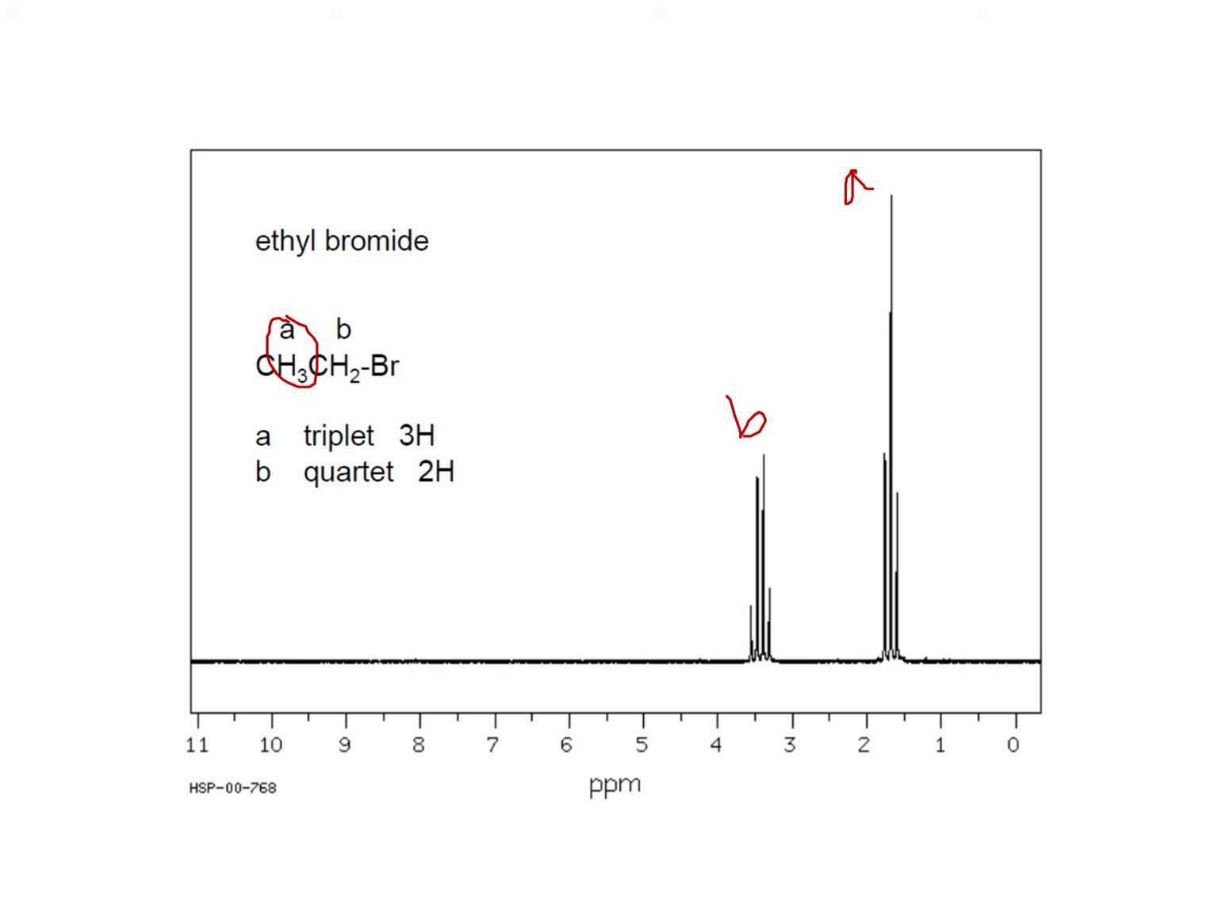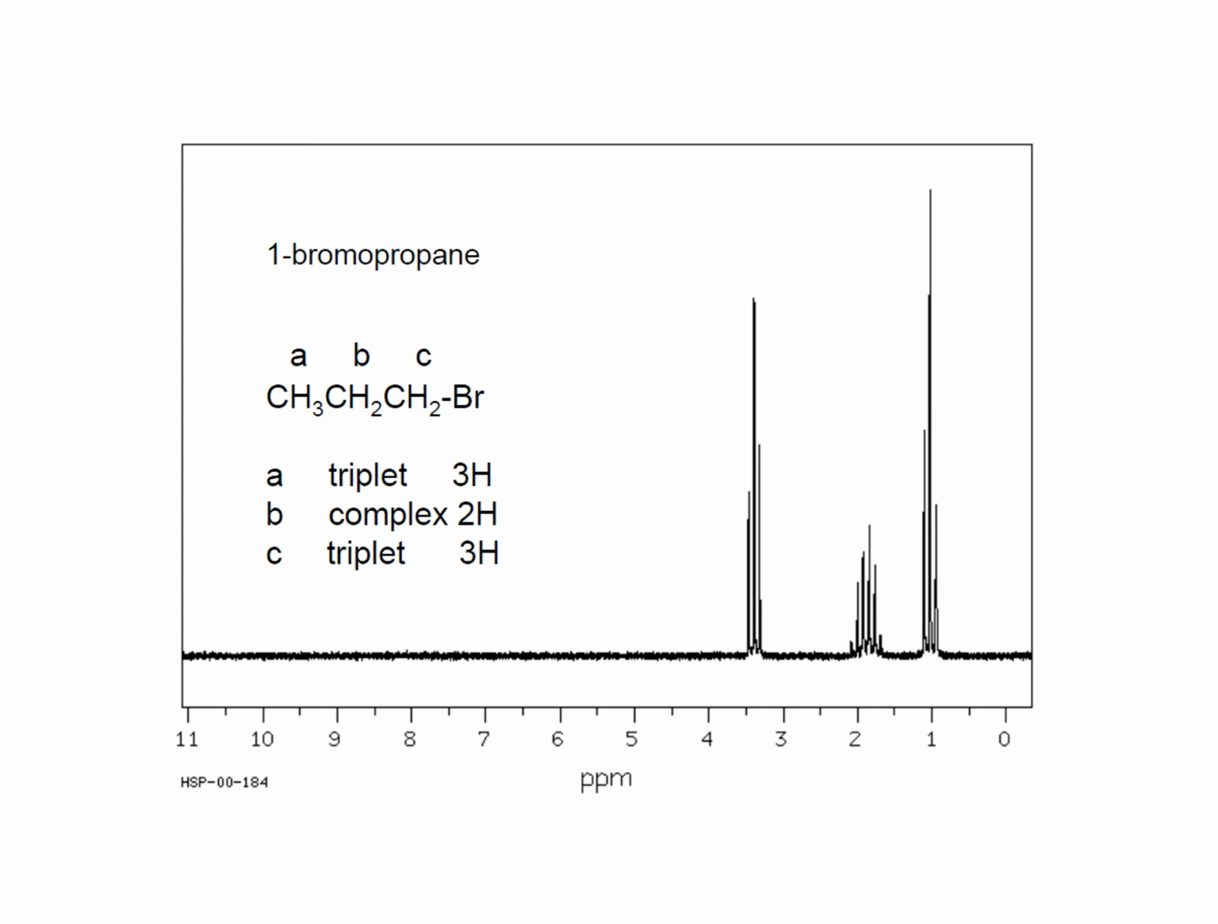Also look at their height. Its height is 2 and its height is 3, because of the intensity. Then 1-bromopropane. First of all, you will have 3 peaks. How would their positions be? So A, B, C, that means A would be here, B would be here, C would be here.